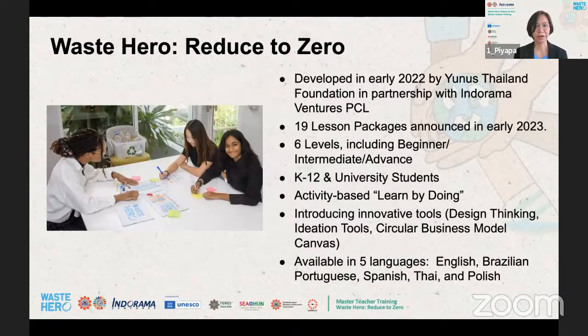UNUS Thailand Foundation, a non-profit organization in partnership with the Indorama Ventures, has launched a free global education program called Waste Hero, Reduce to Zero in early 2023. So the Waste Hero education lesson plans consist of the 19 education packages and circular economy entrepreneurship workshop within 6 levels across the primary, secondary, and university level.